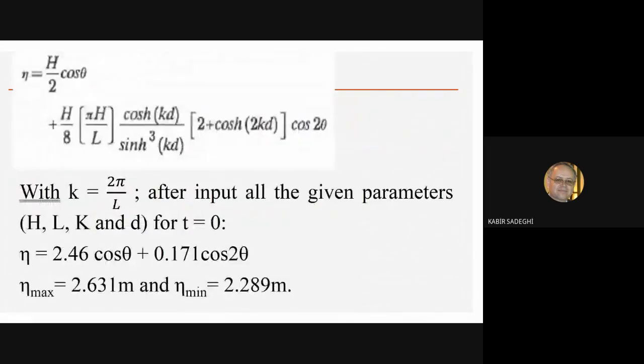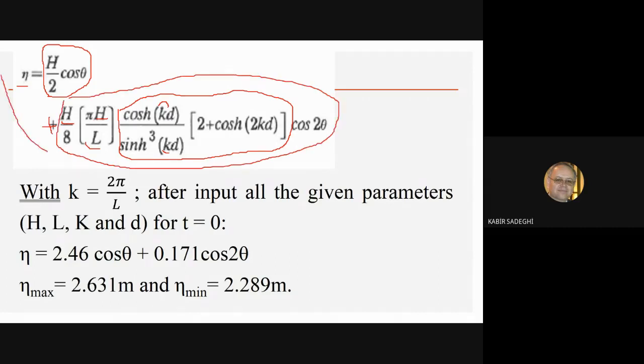We apply it to the formula of eta, where L is here, H here, and the other things. And k, you remember, is 2 pi over L. But we don't go through the details. We should go through that. Why? This is not Airy. If it was Airy, this would be the term and it would be finished. But because it is second order, we have another term added here. We didn't find these values from the Airy table. I found them from the Stokes second order table.